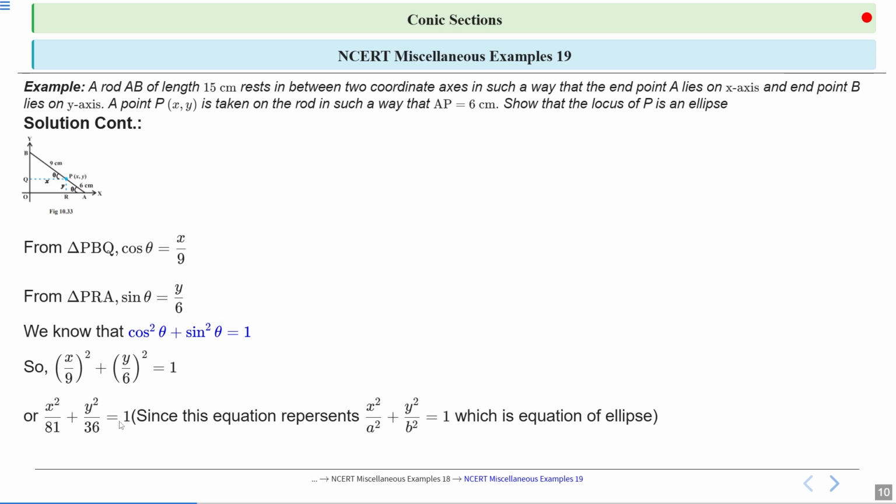This equation represents an ellipse. Okay, so this equation looks like x square upon a square plus y square upon b square is equal to 1. So this is an equation of an ellipse. Therefore, the locus of P is an ellipse. Thus the locus of P is an ellipse. Clear? I hope you are getting my point. Okay, so now let's move to the next slide.